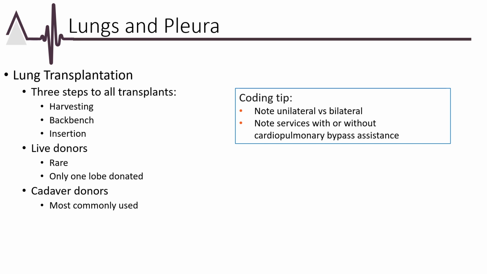Most lungs come from a cadaver donor, but rarely a lung can be taken from a living human donor instead. Backbench work is done by a different provider who prepares the organ for transplantation, including examining it for abnormalities or injuries. Residual tissue from the donor is removed from the organ with particular attention paid to the vessels that will be attached to the transplant recipient. Finally, the new organ is placed in the recipient.